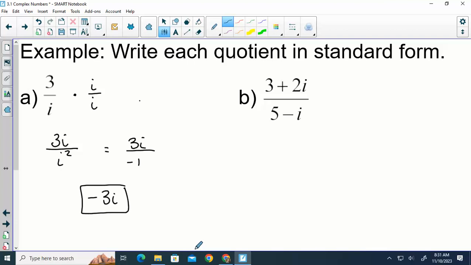Okay. B, it's not quite the same. If I just multiply the I, don't write this down yet, but if I just multiply the I, my bottom becomes 5i minus I squared. So all it did is essentially take the I and move it to the other term. If I multiply by 5 minus I, what would you have to do with those denominators?